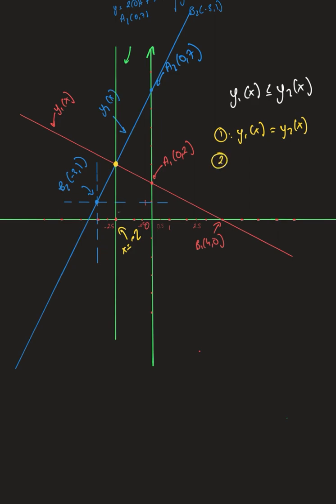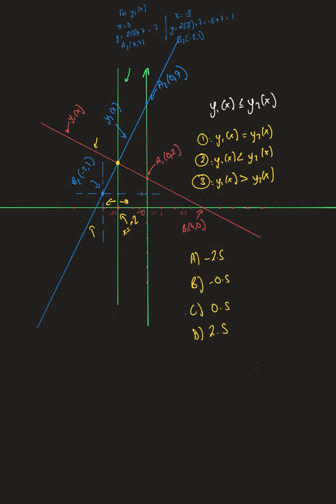Case number 2, when we are to the right of the green line, we see that the red line is below the blue line, and therefore that y1 of x is less than y2 of x. And finally, whenever we go to the left of the green line, we have that y1 of x is what? Is greater than y2 of x. Why? Because the red line is above the blue line.